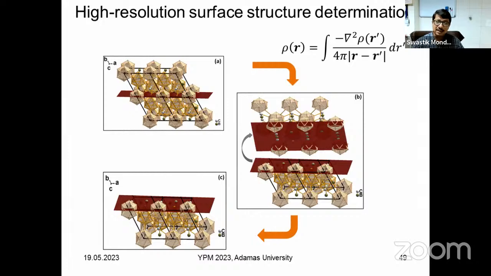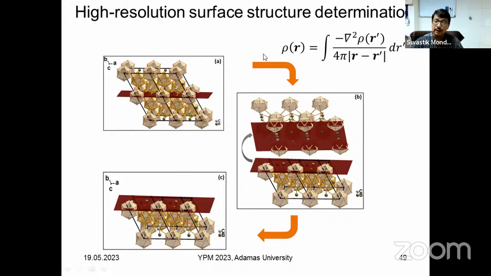We say that X-ray diffraction gives us an average picture of the bulk system, the bulk material. Is it possible to analyze surface structure from X-ray diffraction? The answer is, in principle, yes, but in practice, so far nobody could do it.